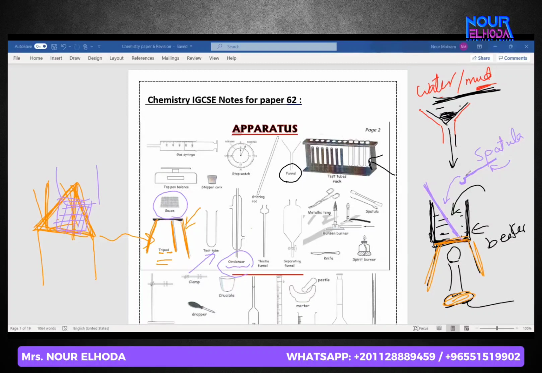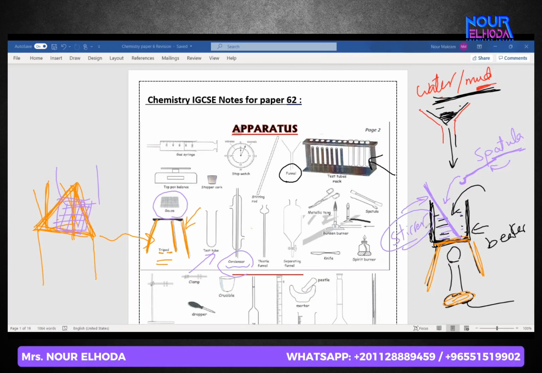If you want to take two spoons, for example, of any salt, I'm not going to take it with my hand. So what shall I do? I'm going to use a spatula. But if I want to stir the water with the salt, I cannot stir with the spatula. I have to stir with a stirrer. This is called a stirrer. We don't say glass rod. Glass rod is a wrong answer.